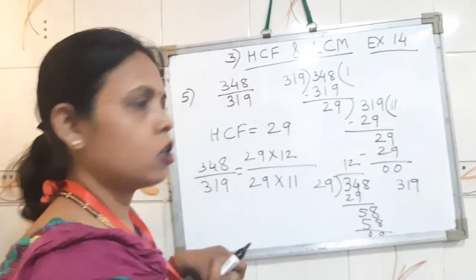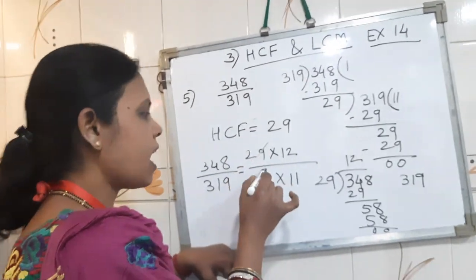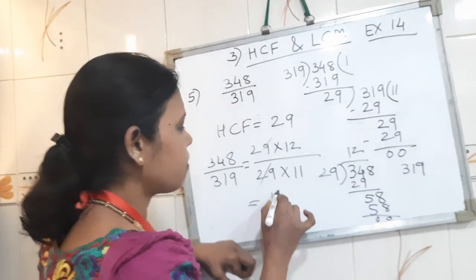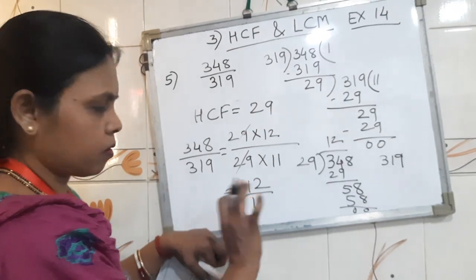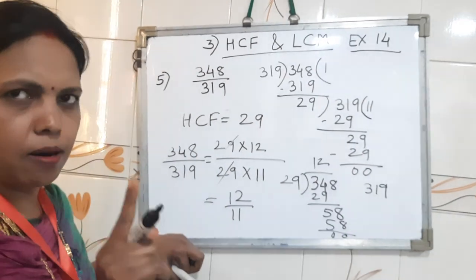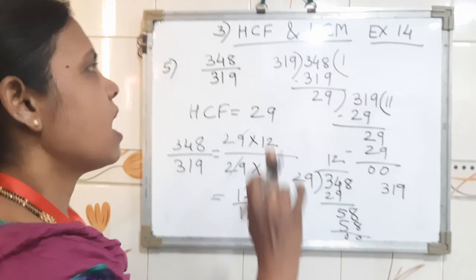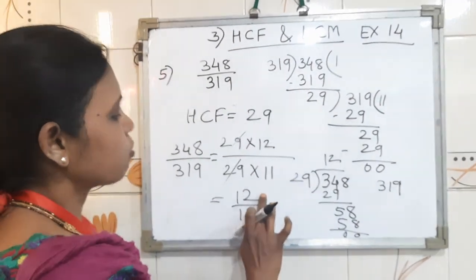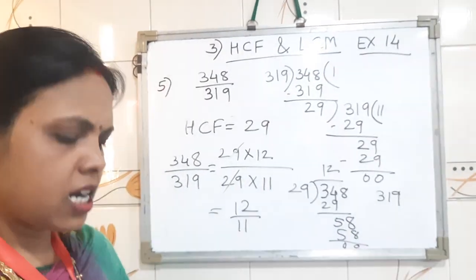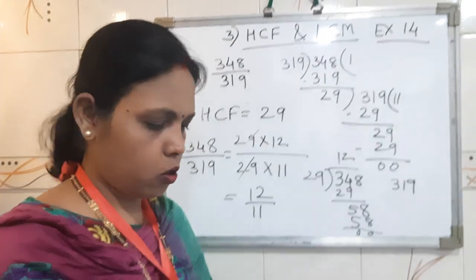29 into 11. So children, here we can observe 29 and 29 will cancel. Remain 12 upon 11. This 12 upon 11, both numbers will not be divided by one divisor. By one number, both will not cancel. It will remain as it is. And for this question, your answer is 12 upon 11. So children, I hope you understood. And here more sums are there in question number 5. You will solve them by yourself.